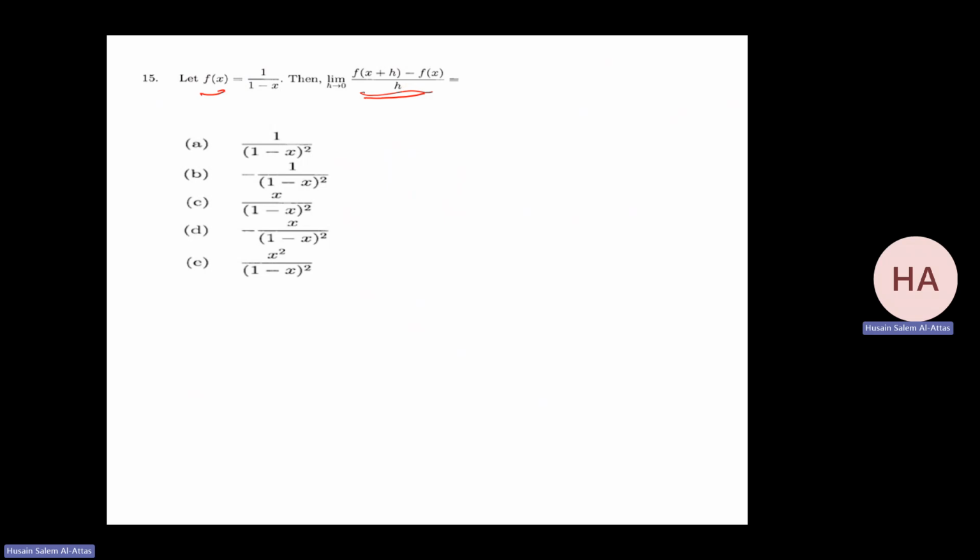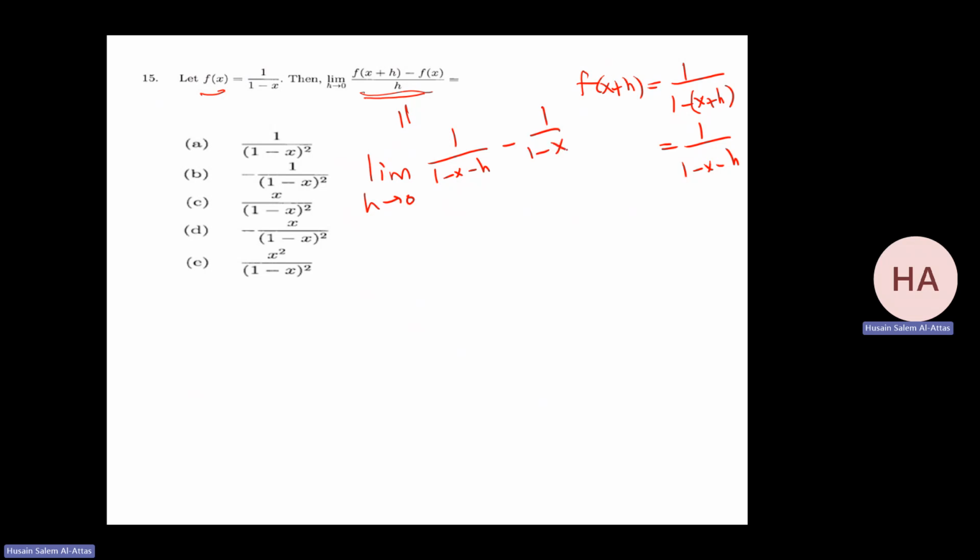where f of x is 1 over 1 minus x. So what is f of x plus h? I will take x and put x plus h instead. So it's 1 minus (x plus h). In other words, it's 1 over 1 minus x minus h. Let me put it here and do the calculation. It's 1 over 1 minus x minus h, minus 1 over 1 minus x, all of them over h.